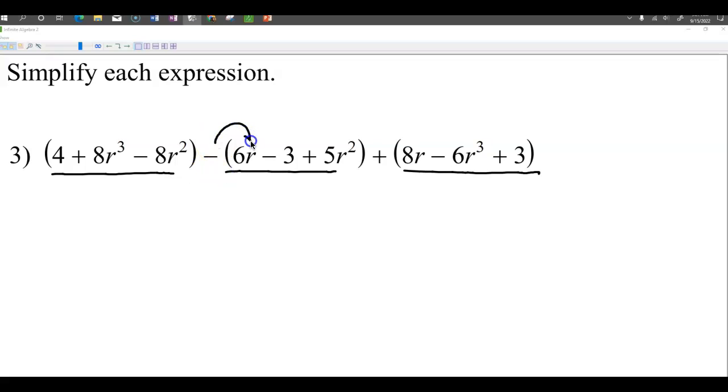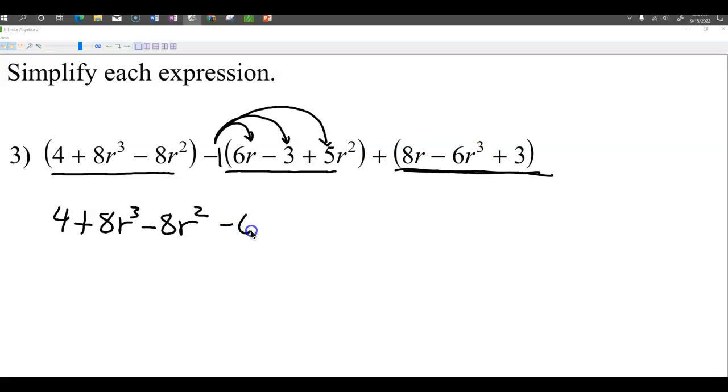And it only goes to this polynomial here. So here, here, and here. That's the only one that's going to get changed because that's the only one that's being subtracted. This guy over here has a plus in front of it, so we're not going to do anything there. Just the guy in the middle. So this one stays the same. Everything here is going to change its sign.